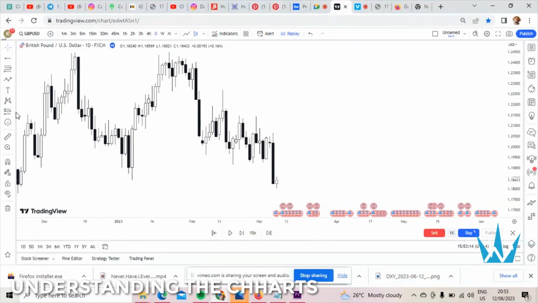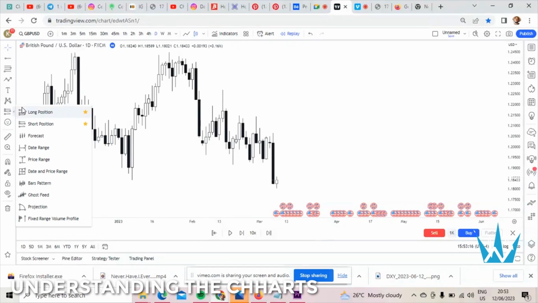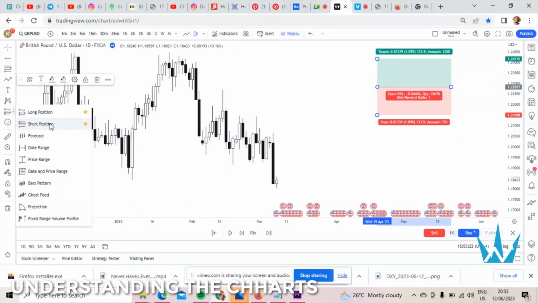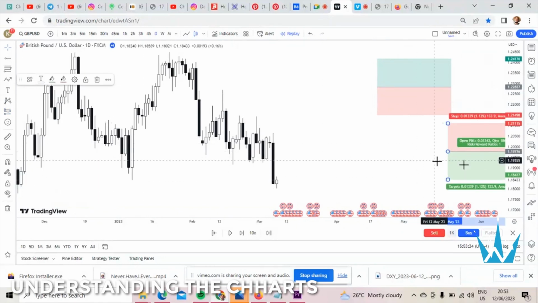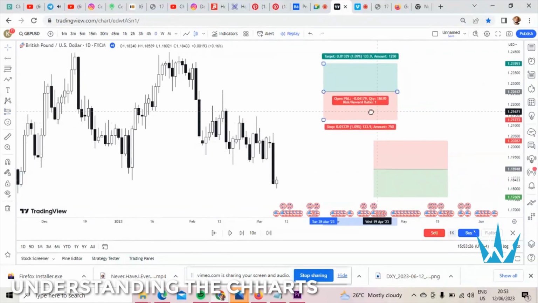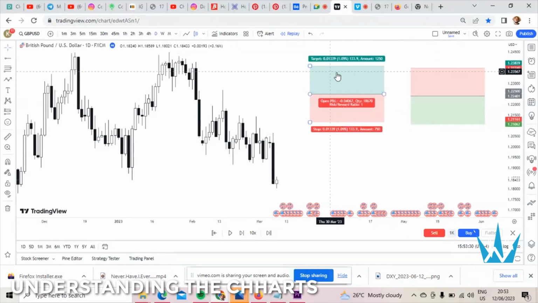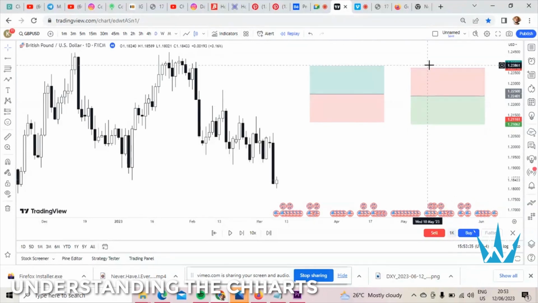I'll do this. I'll open this place here. You see two things here: long position, and the other one, short position. If I click on it, there are two different things. Look at them carefully. One of these boxes has the blue up and the red down, and this other one is the inverse, red up, blue going down.